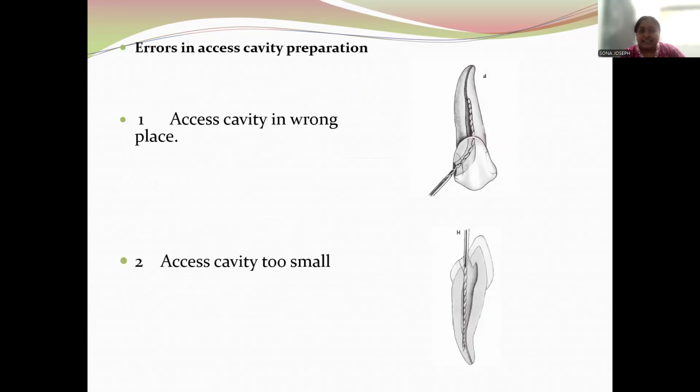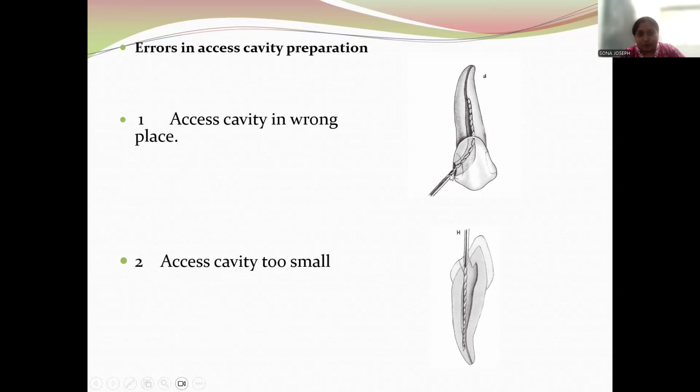The first one is access cavity in the wrong place. Irrespective of where the caries is, whether it's gingival, a class 5 lesion involving the pulp, or a proximal lesion involving the pulp, you are supposed to do the access cavity only from the lingual surface in anteriors and the occlusal aspect in the posterior teeth. There are exceptions, but in most cases we are supposed to do it in this direction.